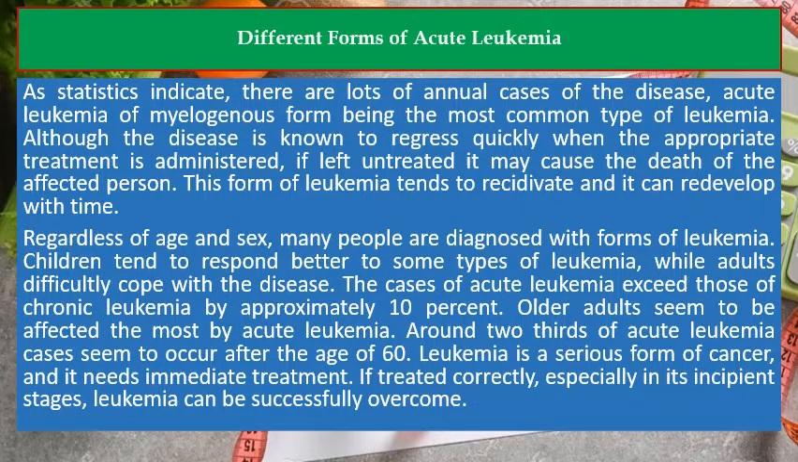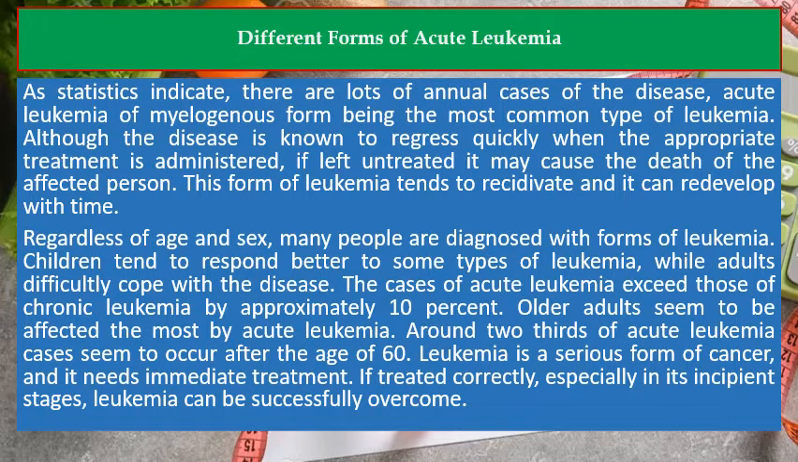As statistics indicate, there are lots of annual cases of the disease, acute myelogenous leukemia being the most common type of leukemia. Although the disease is known to regress quickly when the appropriate treatment is administered, if left untreated it may cause the death of the affected person. This form of leukemia tends to recidivate and it can redevelop with time.